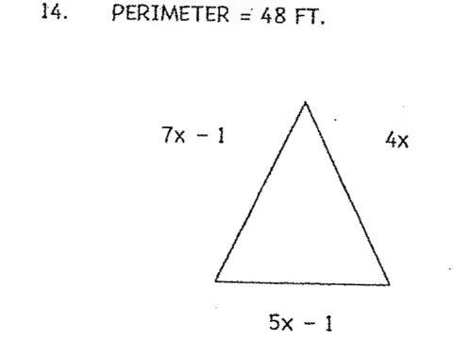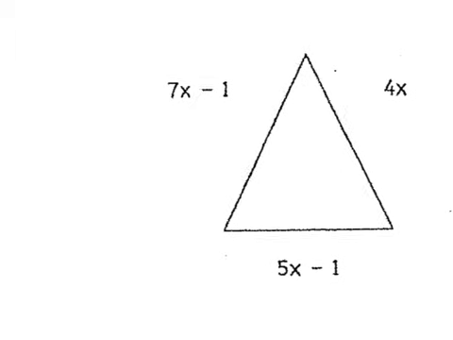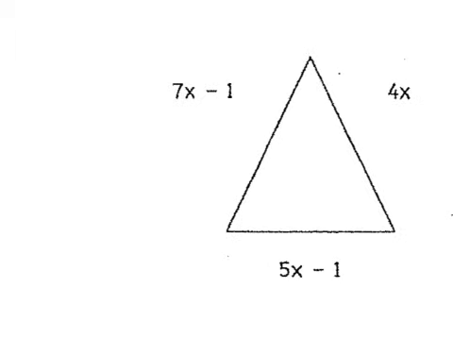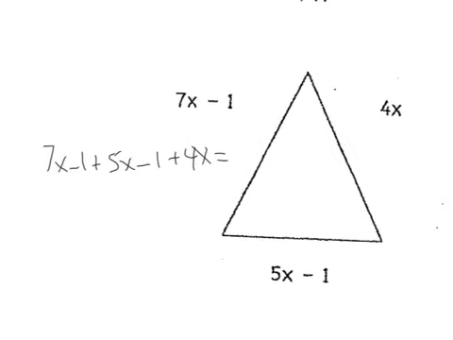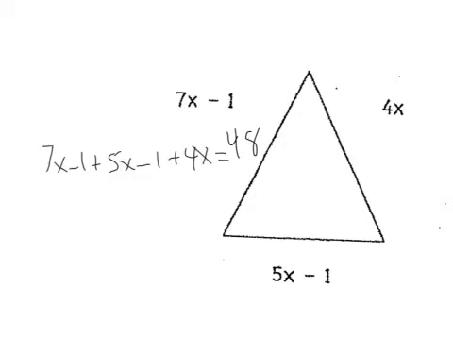So now we've got perimeter, and perimeter is where you add up all the sides. You figure out the distance around the figure. So we know that 7x minus 1 plus 5x minus 1 plus 4x is equal to 48 for our perimeter. So I'm going to combine like terms. I've got 7x and 5x and 4x for 16x. Then I've got a minus 2 equals 48.